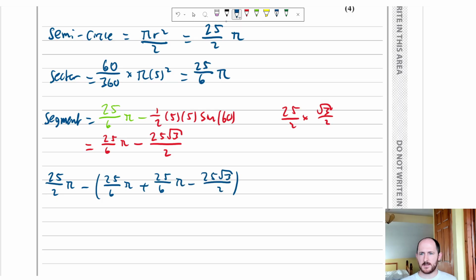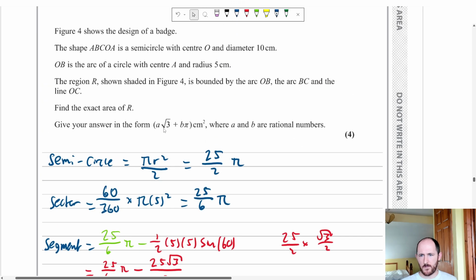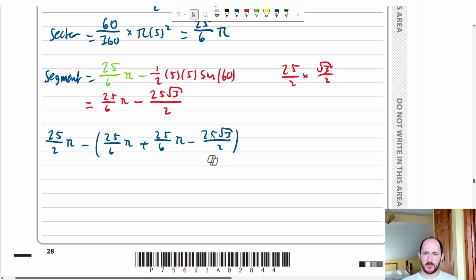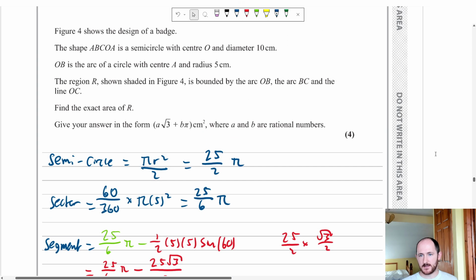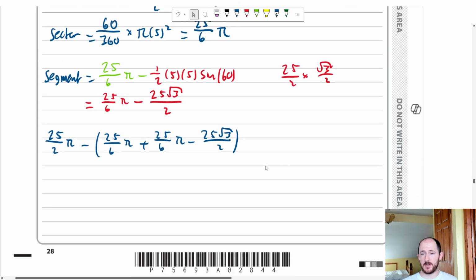Does it say that the... We can do that, because if it's a, then a can be a fraction. So 25 over 2 is our fraction in front of root 3. That's fine. Did it say they're integers? No, they're just rational numbers. Okay, cool. So add those two together, we get 25 over 3.